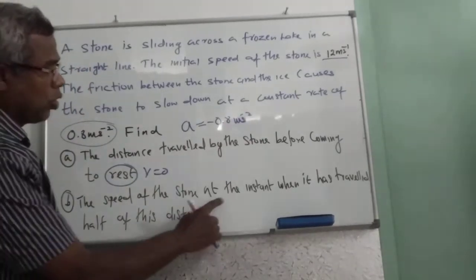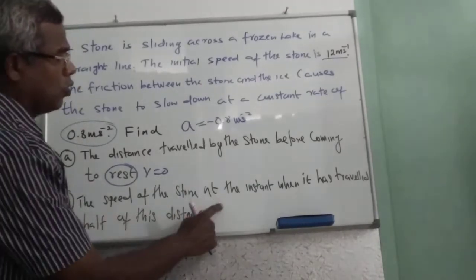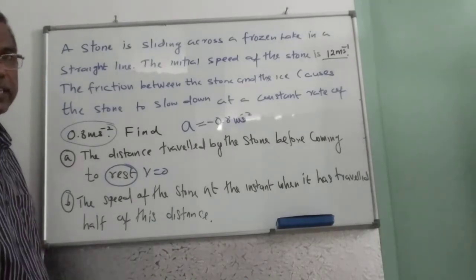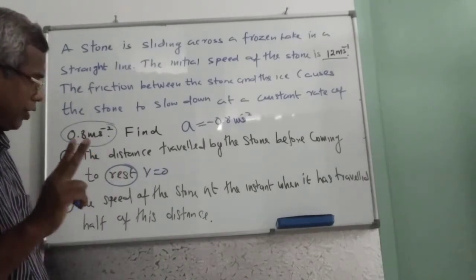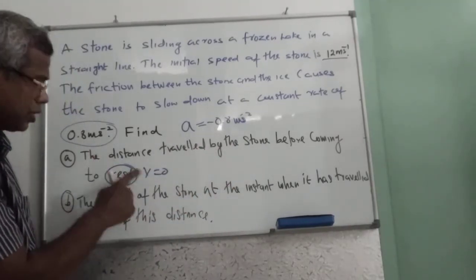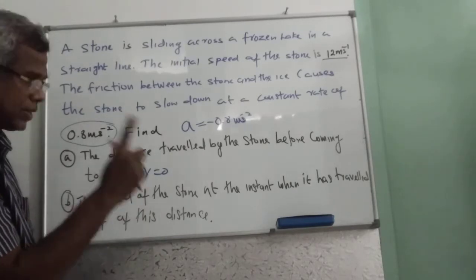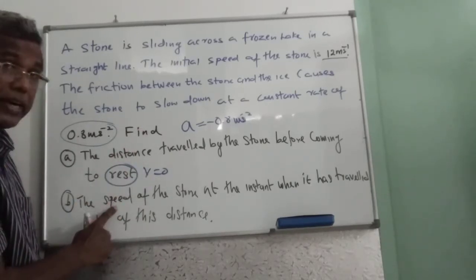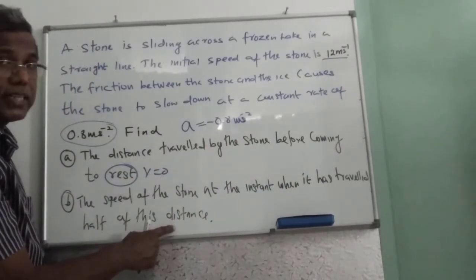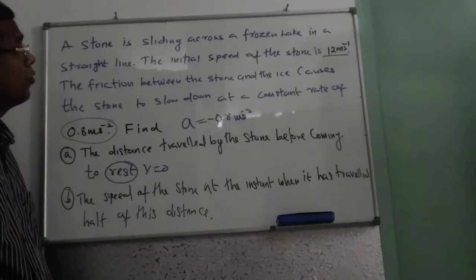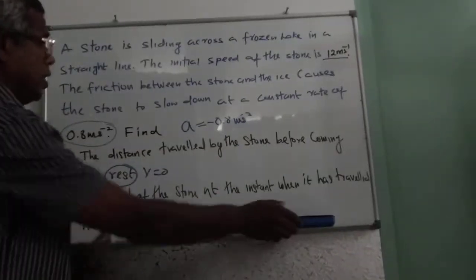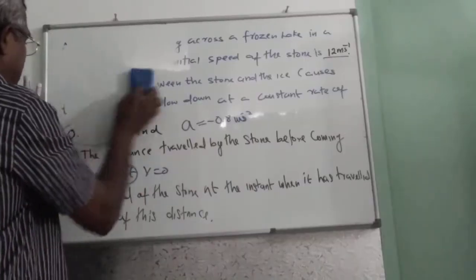Then the second question: the speed of the stone at the instant when it has traveled half of this distance. So there are two questions, and we need to answer them one by one. First, the distance traveled by the stone when it comes to velocity 0. Second, the speed at the instant when it has traveled half of that distance, right at the middle. We're going to discuss them one by one.